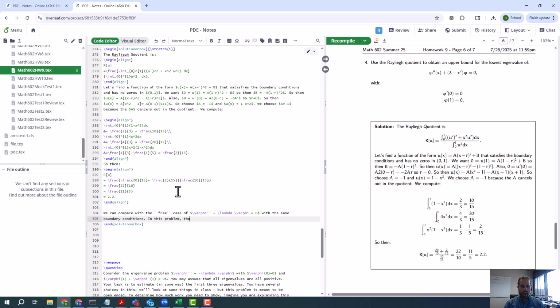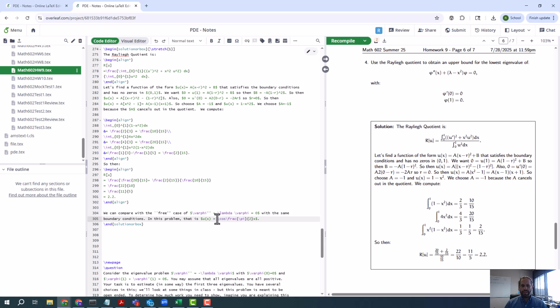In this problem, u of x is equal to cosine of pi over 2x. If we plug in x equals 1, we get cosine of pi over 2, which is, of course, 0. If we take a derivative, we get a multiple times sine of pi over 2x. We plug in x equals 0, that gives us 0. So it does satisfy the boundary conditions.